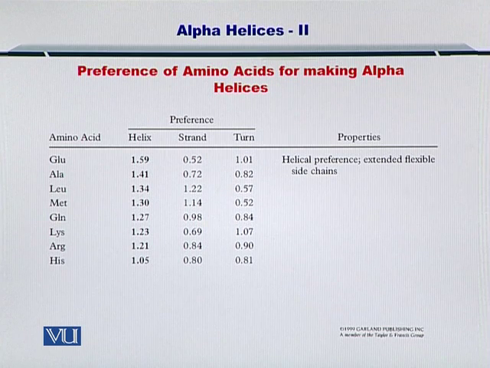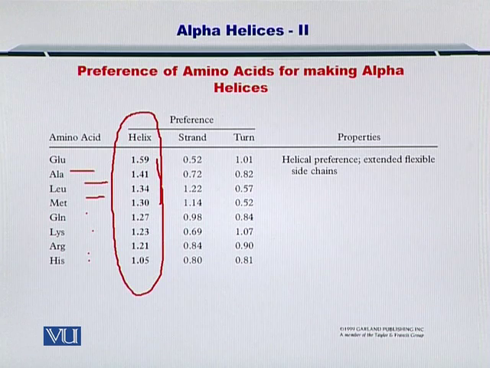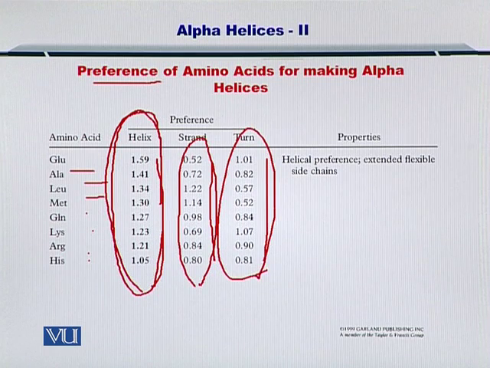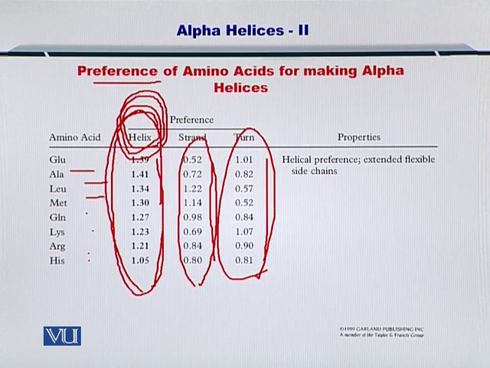So as you see in this table, I have listed amino acids which prefer to make an alpha helix. These include alanine, leucine, methionine, and so on and so forth. The numbers shown here in this table tell you about the preference of these amino acids to participate in the formation of the alpha helix. So clearly, they are very high as compared to the formation of a strand or a turn. We are going to study strands and turns later. So by looking at these values, which are greater than the values shown here, you can assume that these amino acids prefer to form helices.